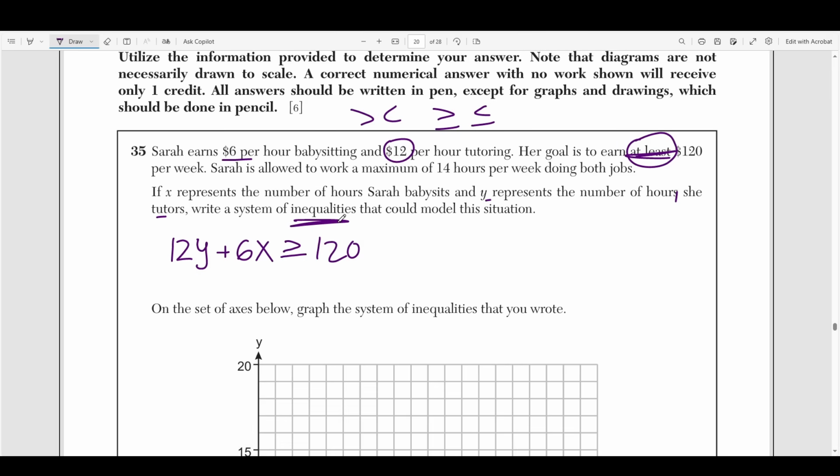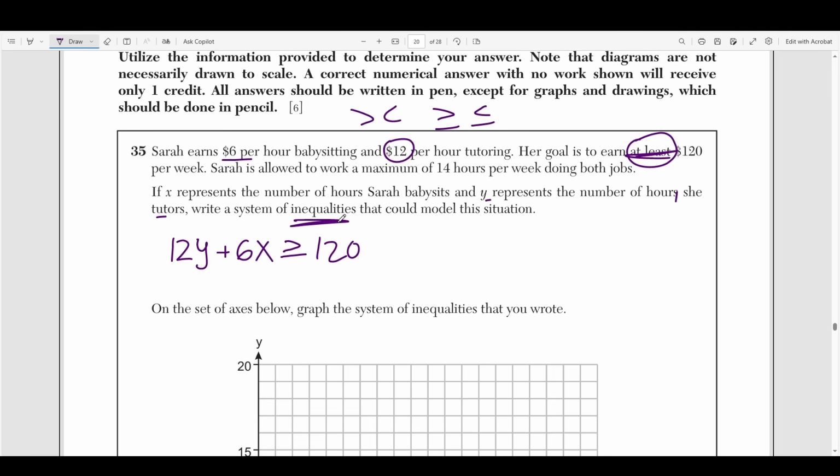Now, why "or equal to"? At least just means at the minimum. At the smallest allowable value, she can earn $120. So yes, 12y plus 6x could equal 120, but she wants to make more than that, which is why it's greater than or equal to.